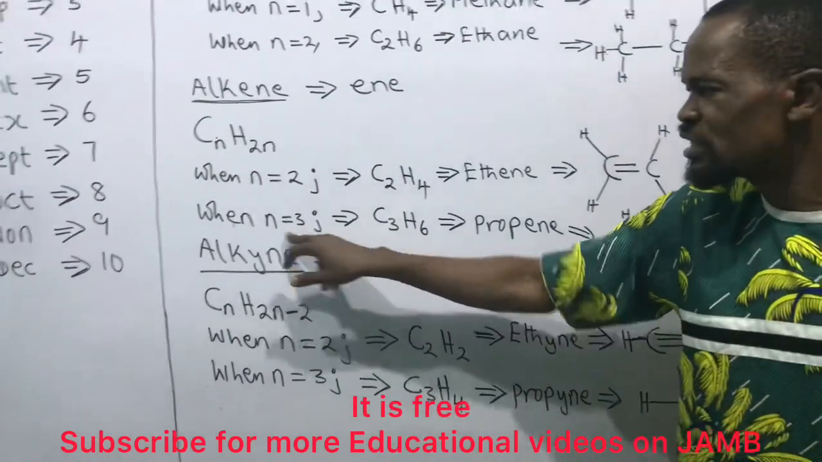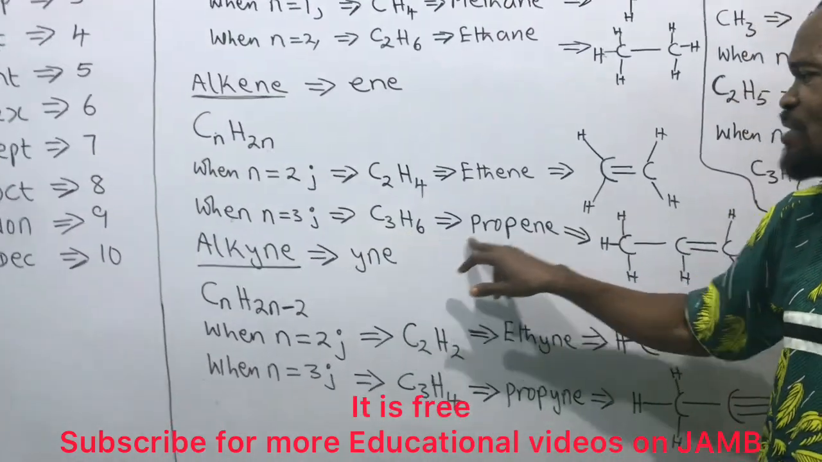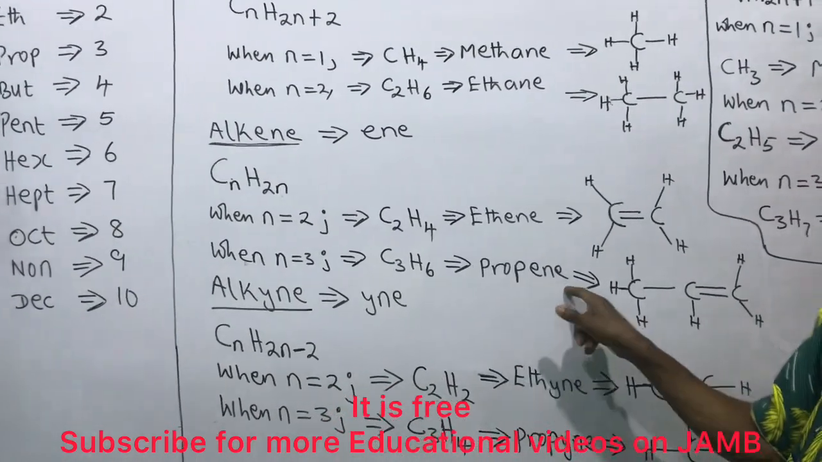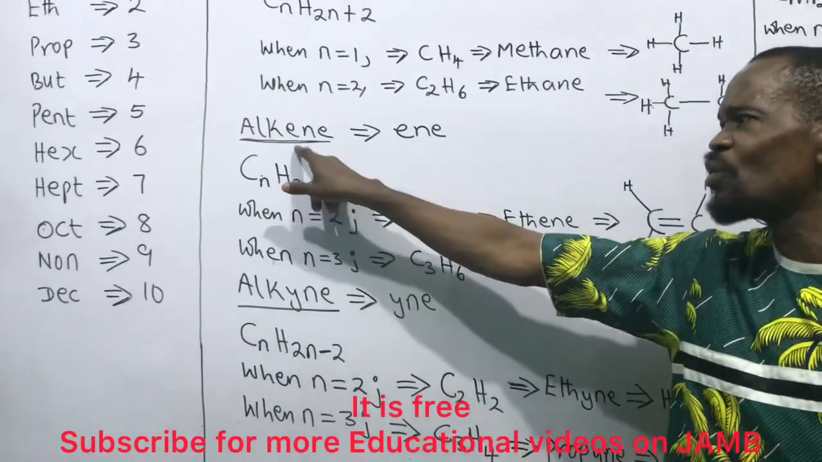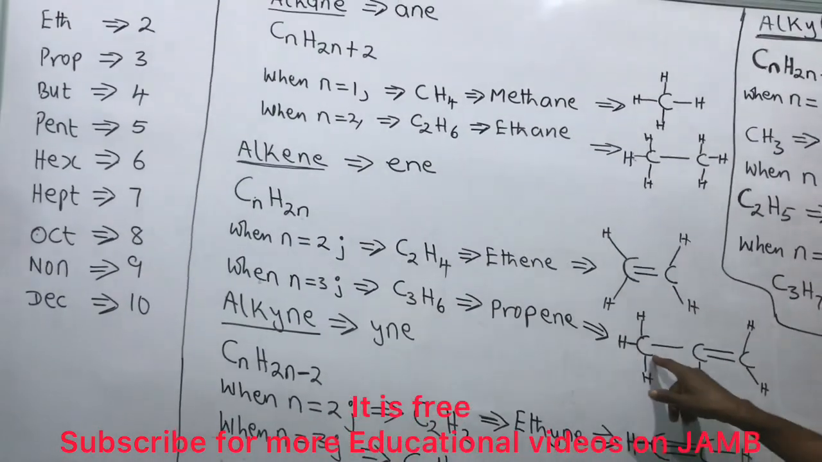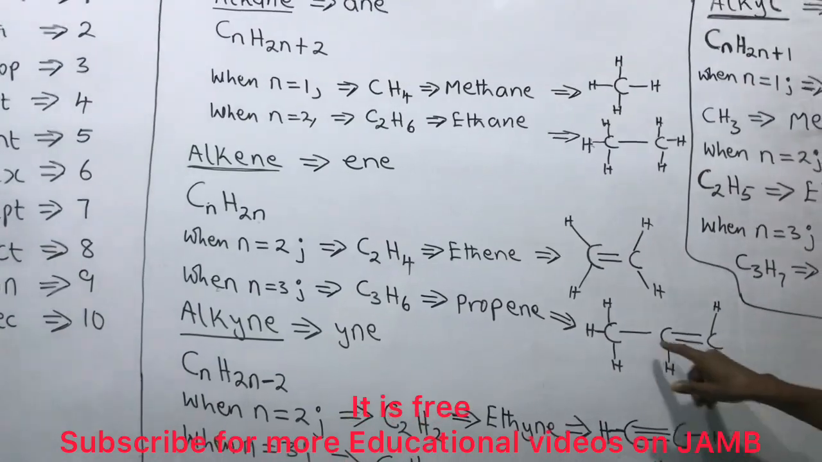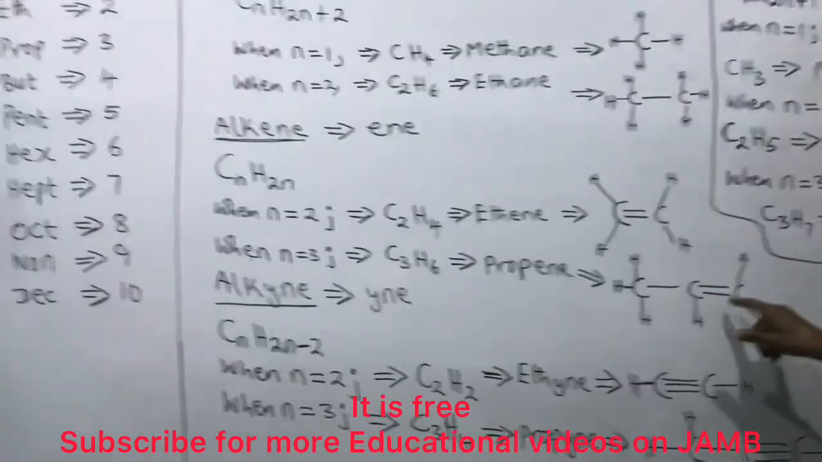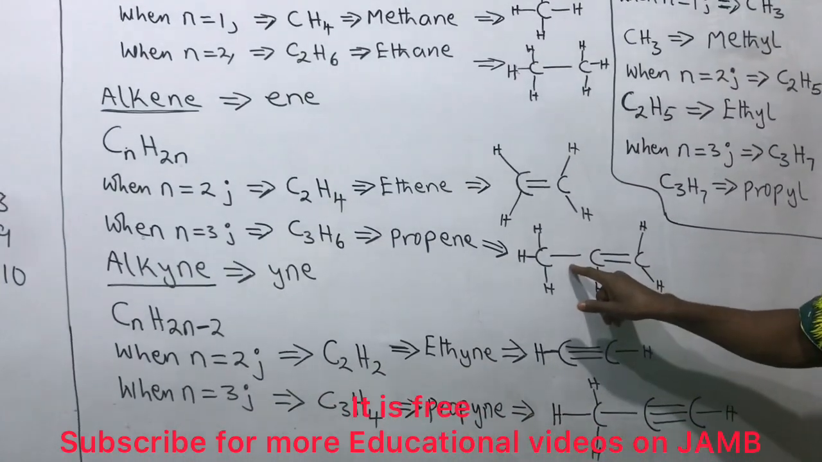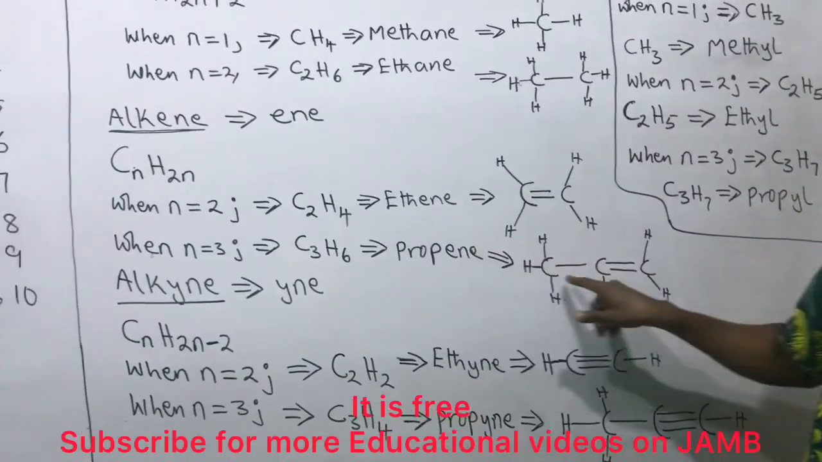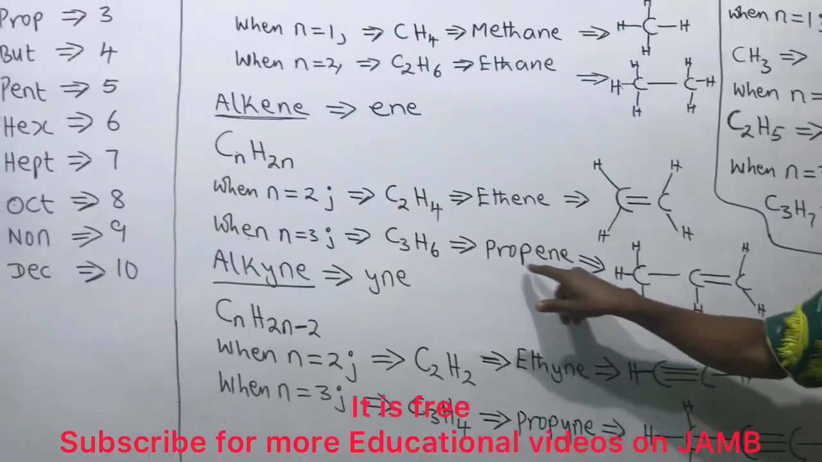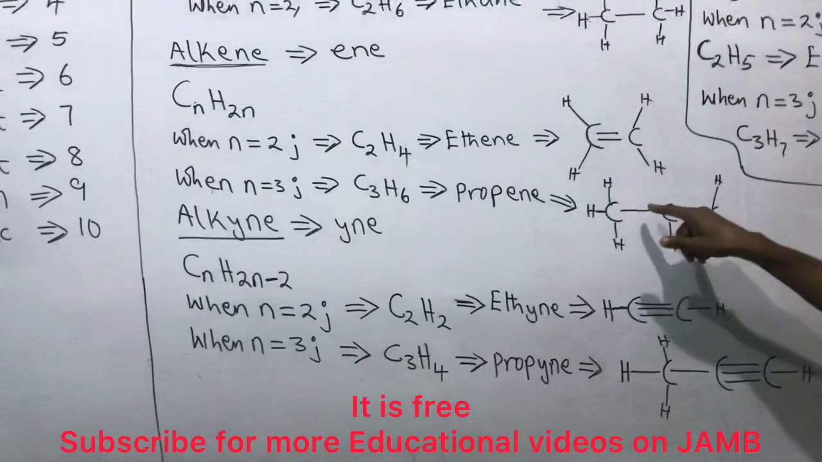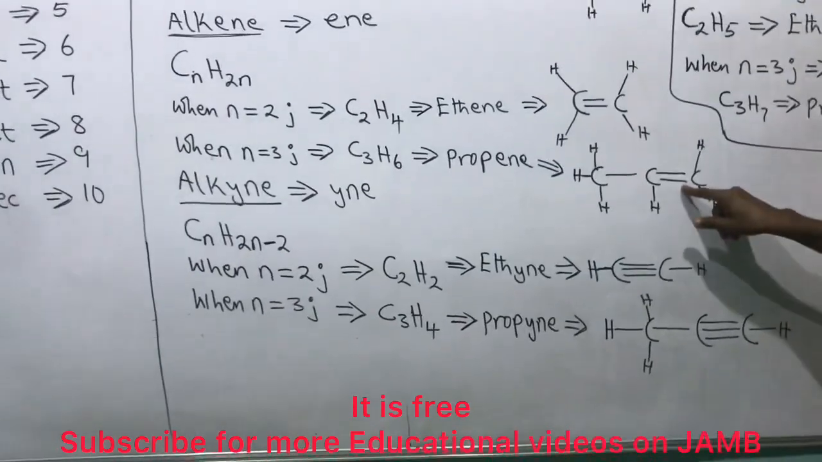Then coming to this, when n is equal to 3, that is the second member of alkene, and the name is propene. Prop, you now put ene, telling me that I'm talking about alkene. Then look at the structure. You can put this double bond any place. I can put it here, I can put it here. So putting it here or here is immaterial. But one thing is that it must have a double bond to indicate that we are talking about propene, ene, alkene.